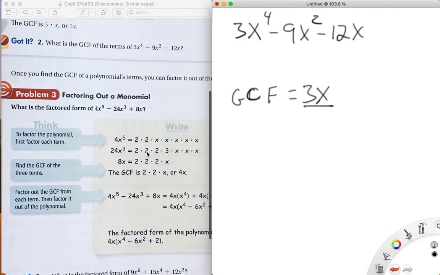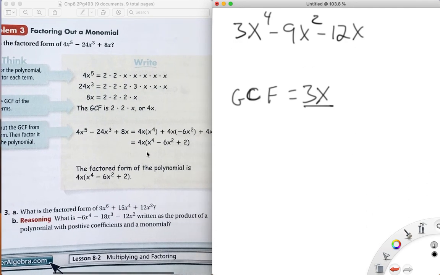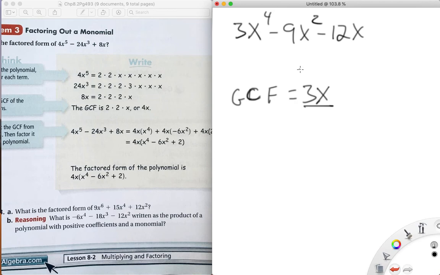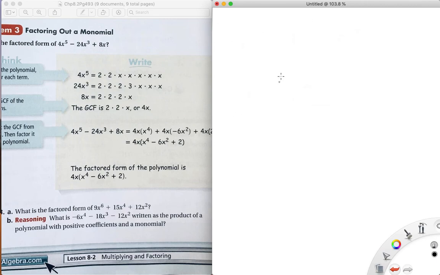Why do I want to know what greatest common factors are? Because I can factor out greatest common factors from trinomials and polynomials. So for got it 3a, they want me to factor out 9x to the 6 plus 15x to the 4 plus 12x squared.